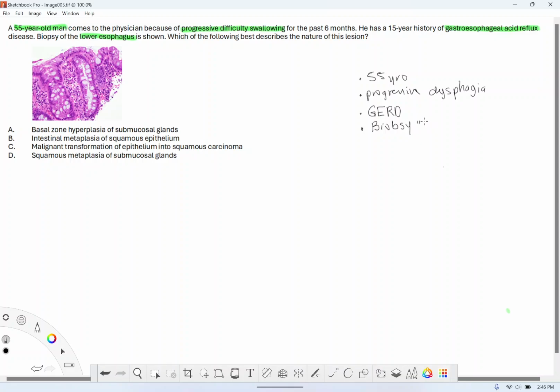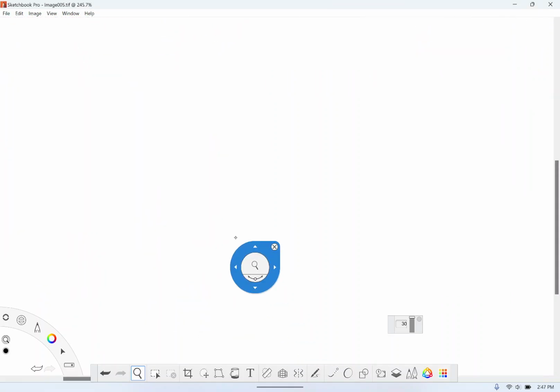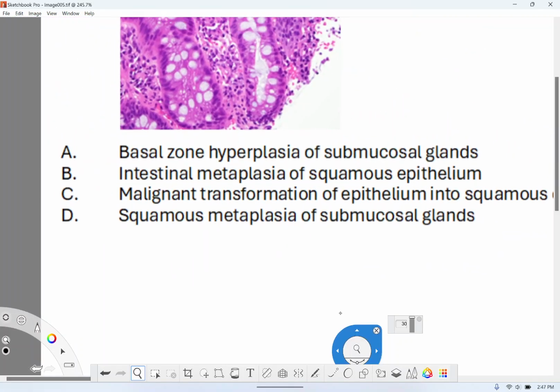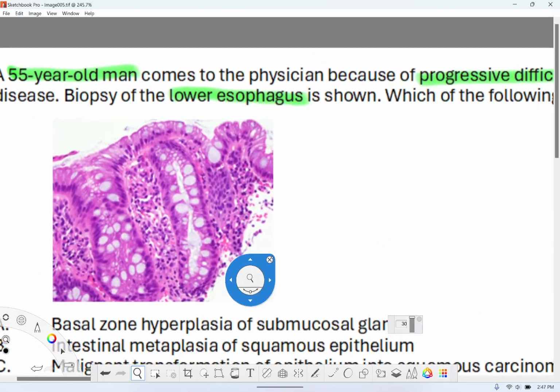On biopsy, I see columnar cells, long tall cells. So columnar cells, if you pay attention to this picture, let me see. How do I know these are columnar cells? Let me see if this helps. I'll make this picture bigger so we can see. There you go.